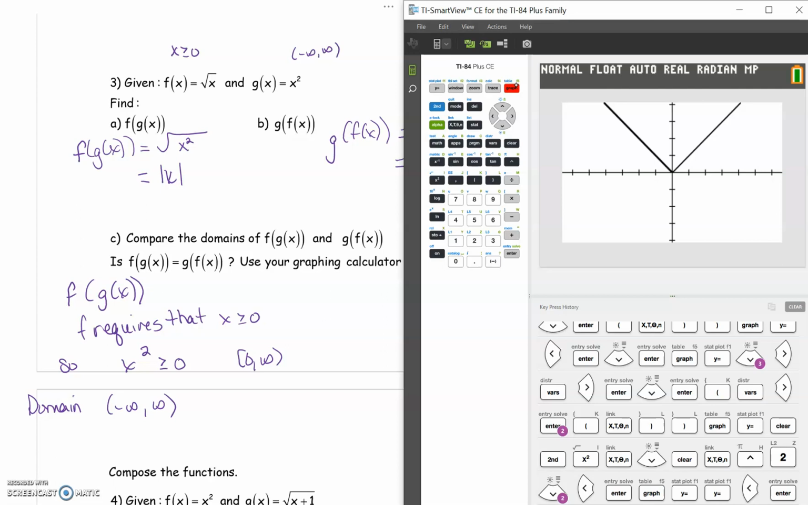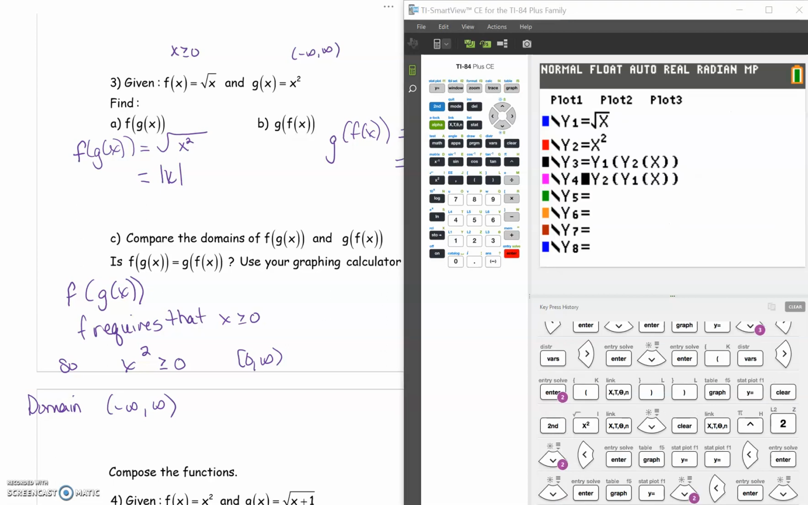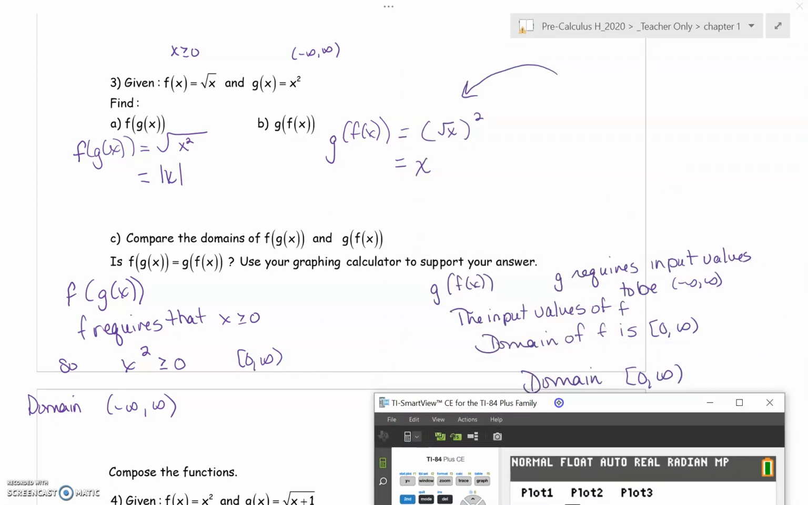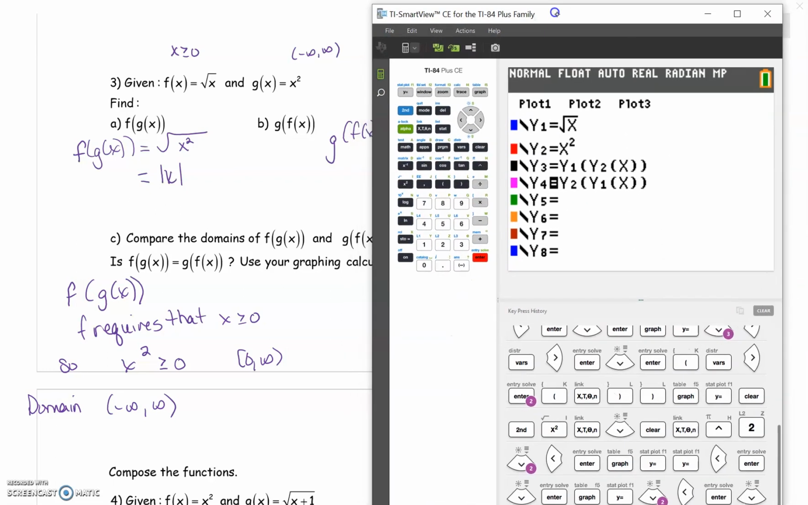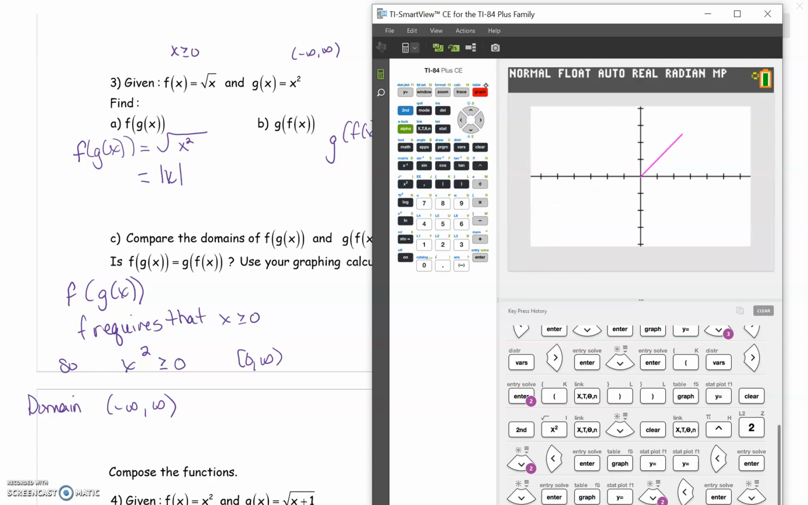Let's go ahead and take a look at g of f of x. So now I've turned on y2 of y1 of x, so that's g of f of x. And again, we are checking our answer. We had a domain of 0 to infinity for this one. Because again, our graphing calculator will preserve domain restrictions, and you end up with, there you go, 0 to infinity. All right, nice job, everybody. Let's move on to the next example.